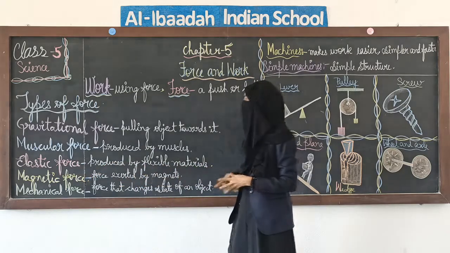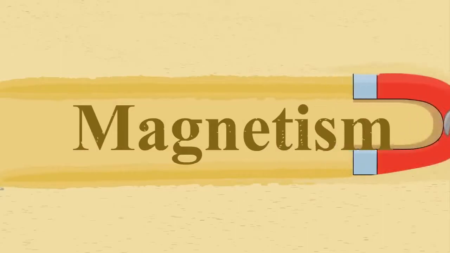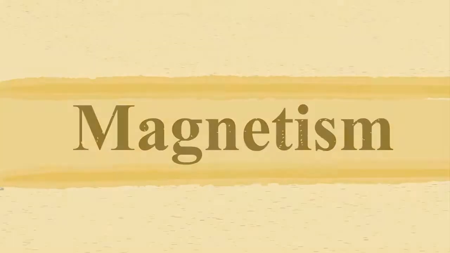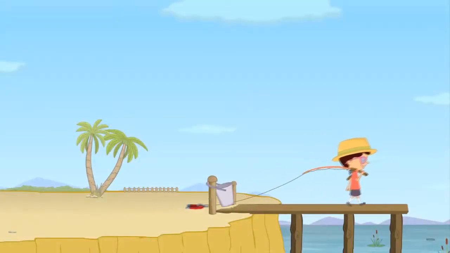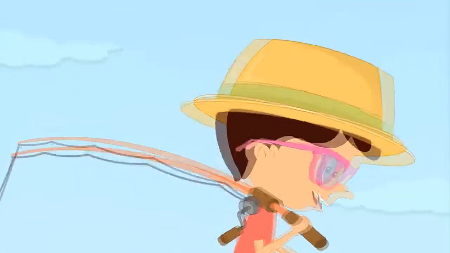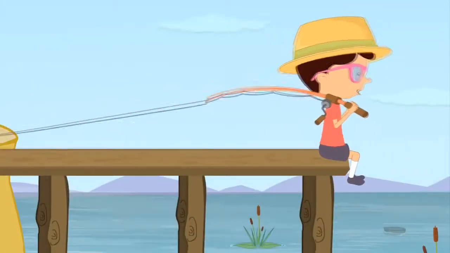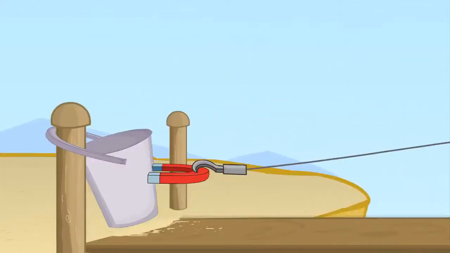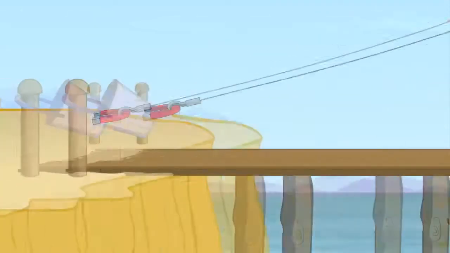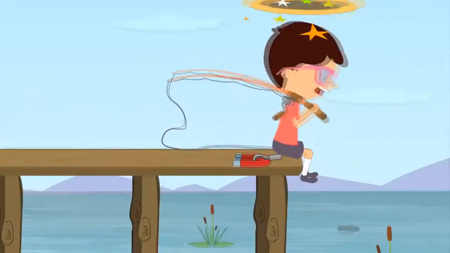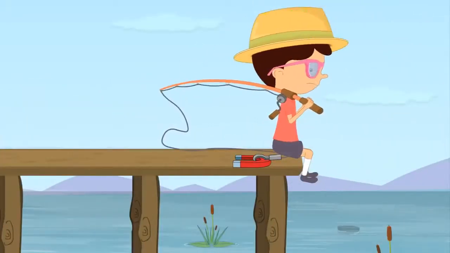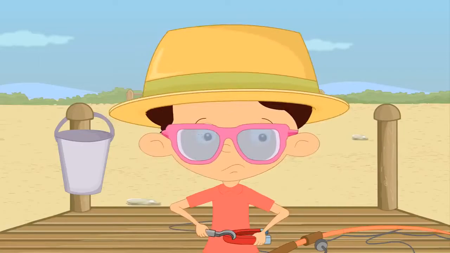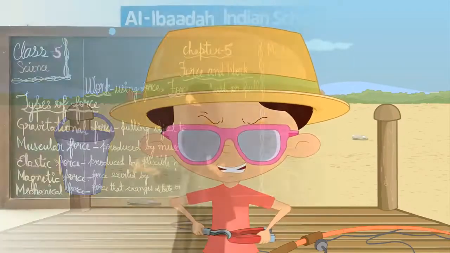And next is magnetic force. Magnetic force is exerted by magnets. Have you seen magnets? Yes. What do they do? They attract each other and come together. They also attract metals. The force exerted by magnets is called magnetic force.